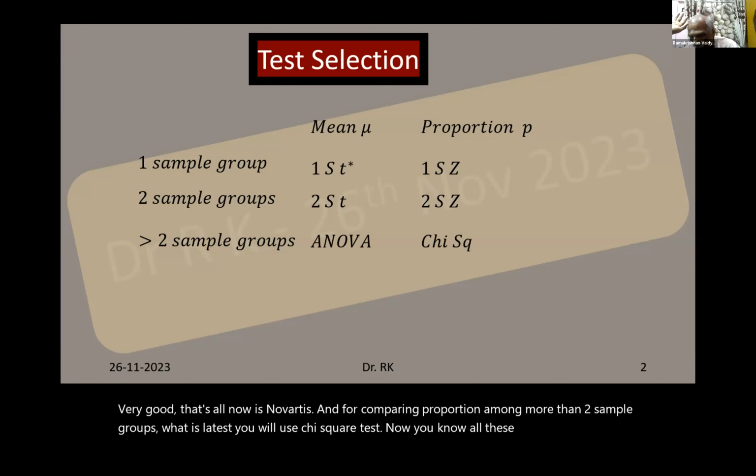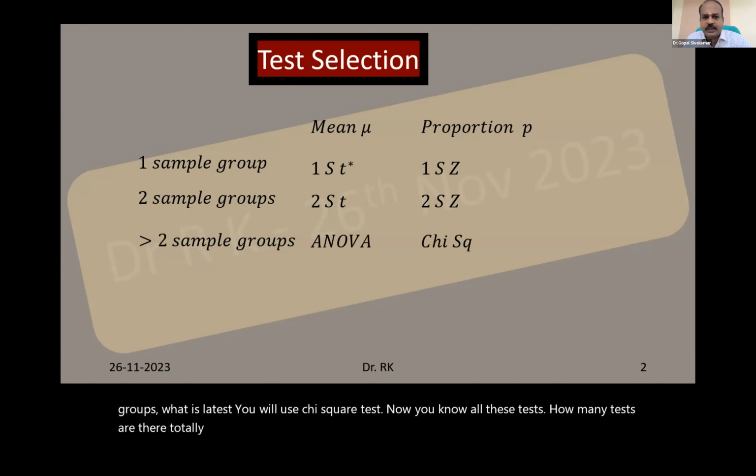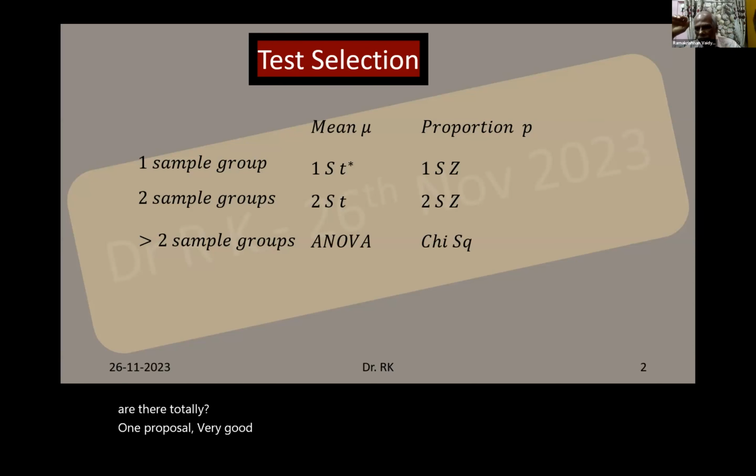Now you know all these tests. How many tests are there totally? Also, please note the other name for one sample Z test under the proportion. It is also referred to as one proportion test in literature. Don't get confused. Very good. That's all.